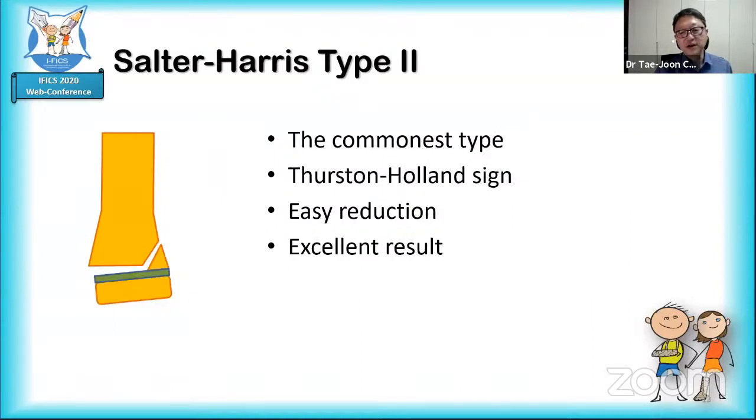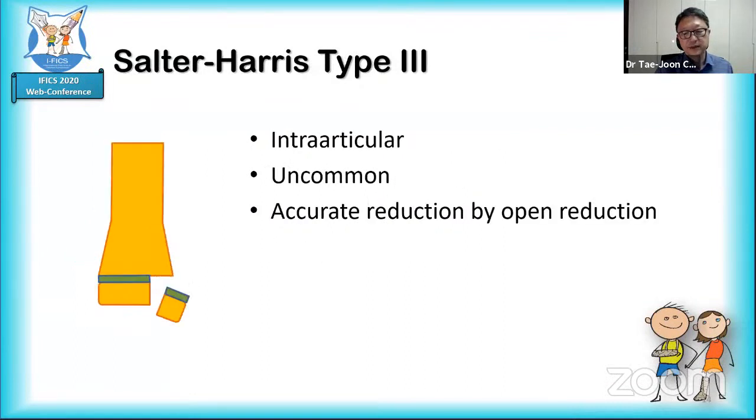Type 2 is the commonest type. Triangular metaphyseal fragment called Thurston-Holland sign is the radiographic hallmark of this type. The periosteum on the Thurston-Holland fragment side usually remains intact, while the periosteum on the other side is torn and stripped from the metaphysis. Type 2 has also excellent result in most cases.